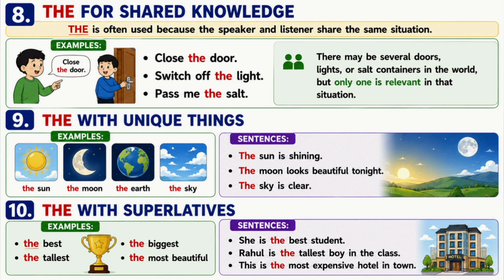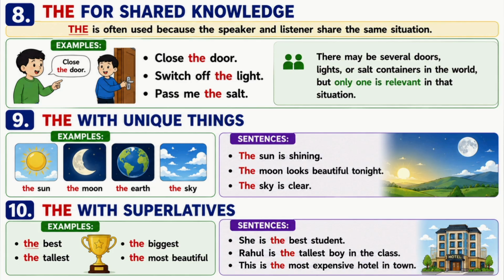That is why we use "the" with unique things. We use the with things that are unique because there is only one. Examples: the sun, the moon, the earth, the sky. Sentences: The sun is shining. The moon looks beautiful tonight. The sky is clear.